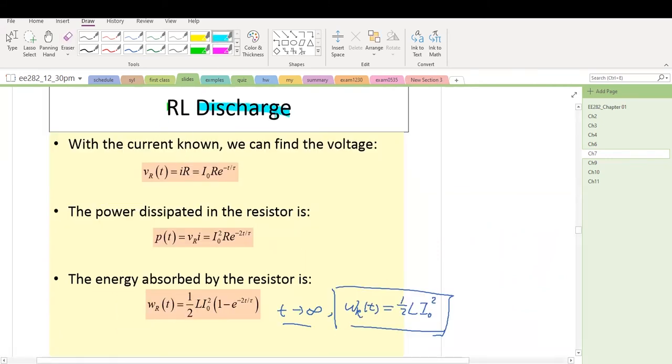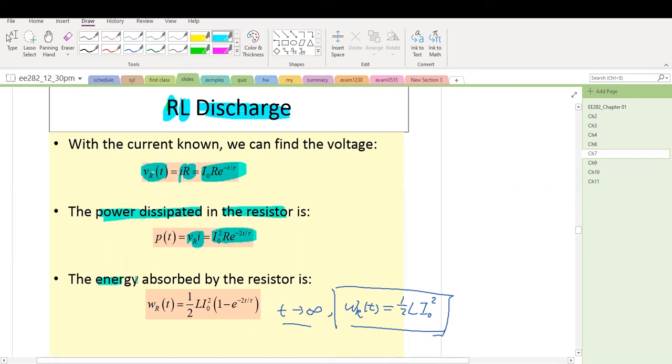Now let's look at the discharging and charging between the inductor and the resistor. We know that using Ohm's law, the voltage on the resistor equals i of t times R. We know i already, so we just plug it in. That equals this quantity. Then we can find the power consumed at the resistor. Power equals V multiplied by i, VR multiplied by i. We plug it in. That equals this quantity.